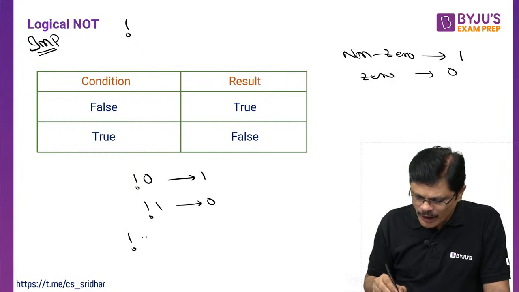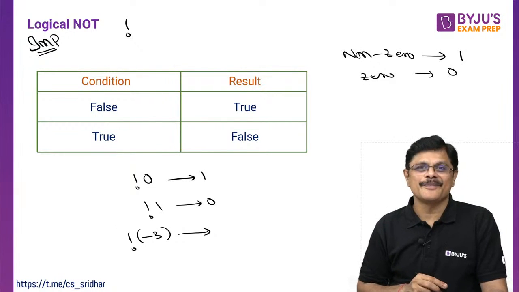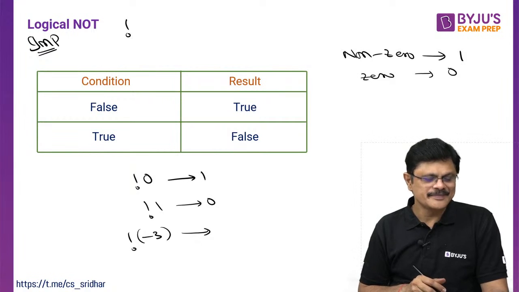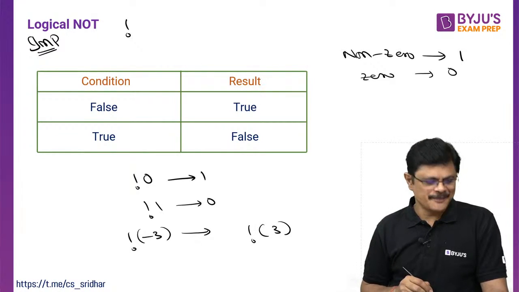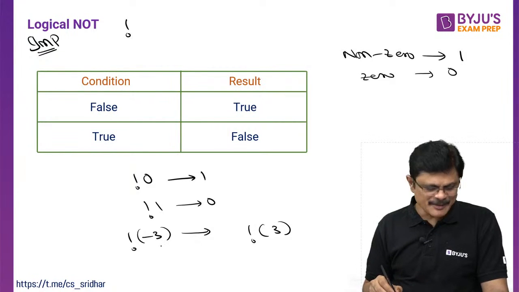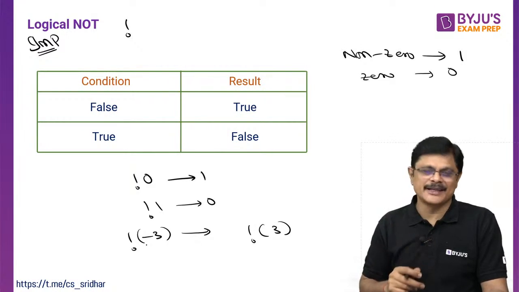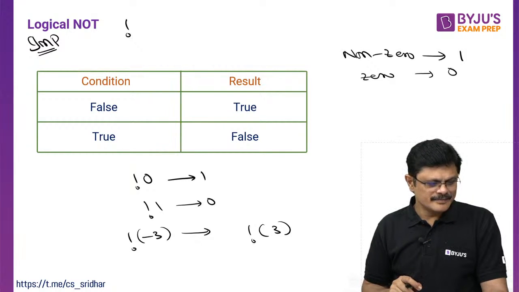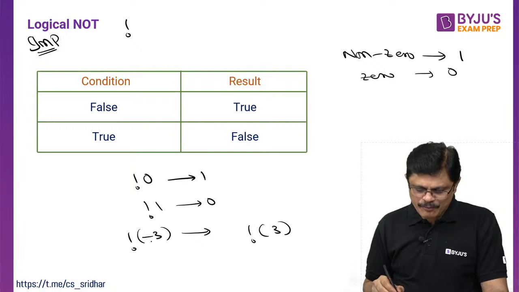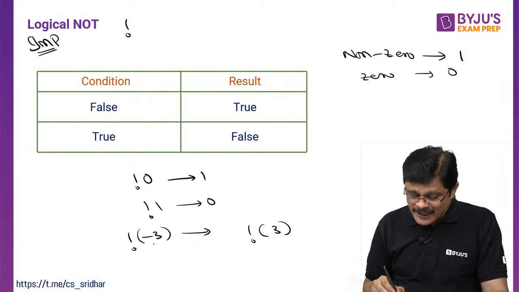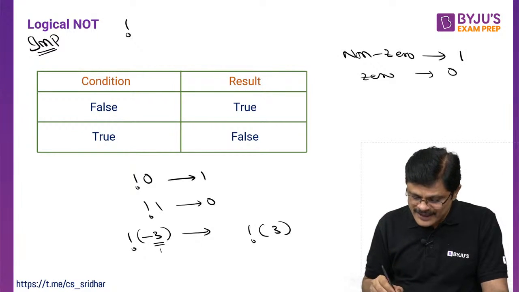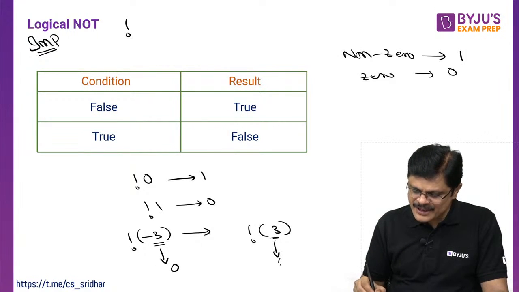For example, if you write not minus 3, can you tell me what is the answer? Not minus 3, what is the answer? Not only minus 3, not plus 3. What is the answer expected for this? If you print this, what is the answer expected? See, actually not and minus are both unary operators, with right to left associativity. So minus 3, then not. So what is the answer? Because both are considered as non-zero, meaning 1. Not of 1 is 0, which will be the result.